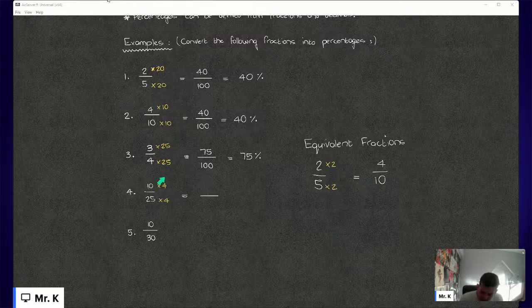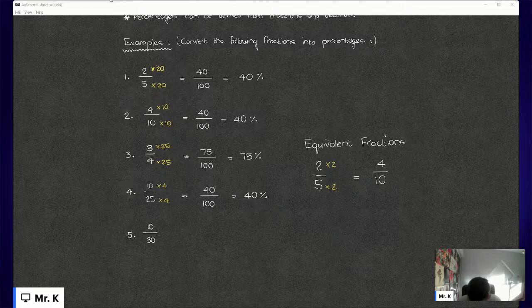10 times 4 gives us 40. And 25 times 4 in the denominator gives us 100. And would you look at that, grade 7s? We have a third example that is also equal to 40%.